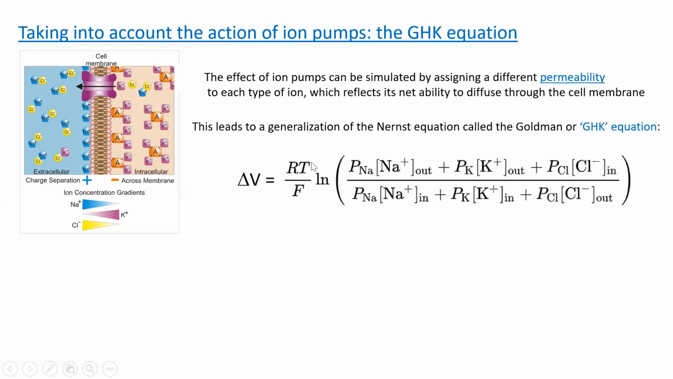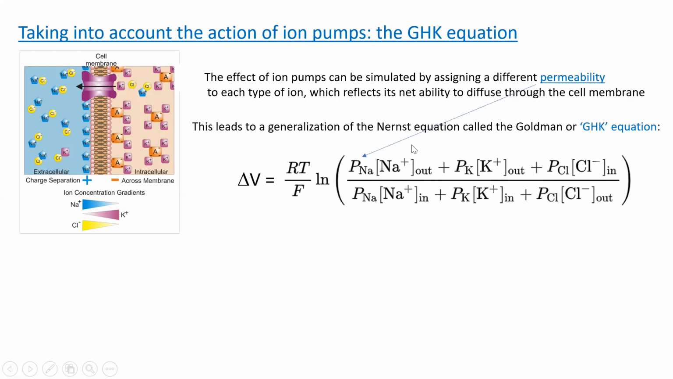And this is what it looks like. It says the membrane potential across the cell membrane is RT over F times the natural log of the permeability of the first ion times the concentration outside, plus the permeability of the next ion times the concentration outside, plus the permeability of the third ion, Cl. Notice that this is times the concentration inside for the negative Cl. So we'll think about that in a second, why that might be true.